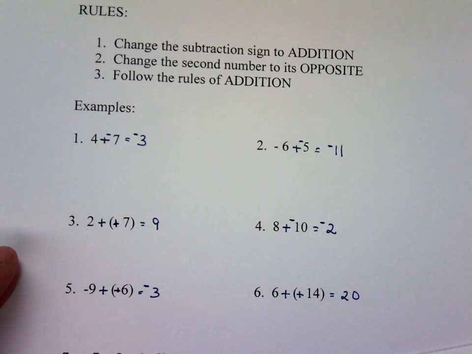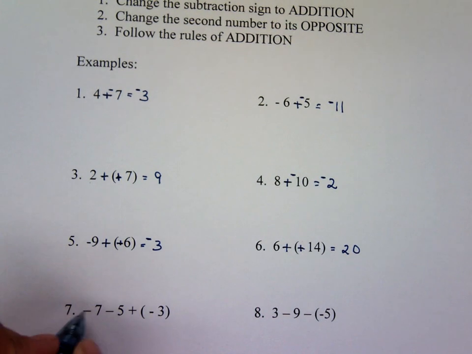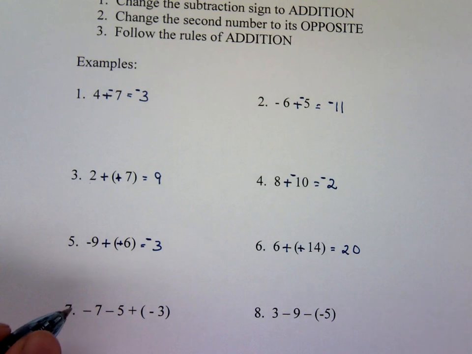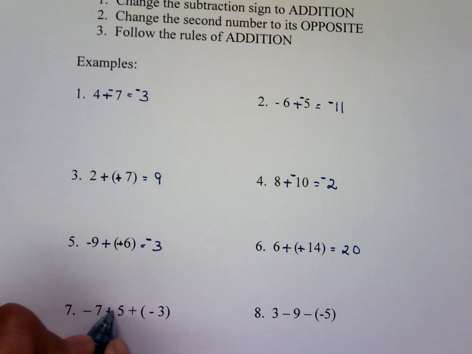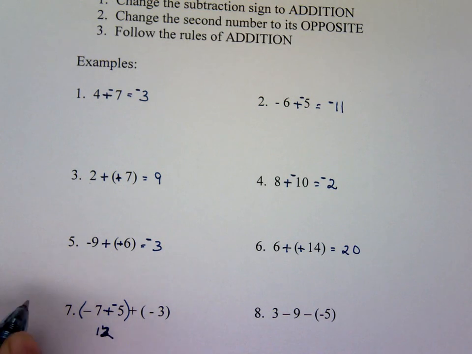Let's look at problems 7 and 8. They're a little bit different, but just one more thing. So you have negative 7 minus 5 plus negative 3. Change your subtraction sign to addition. This 5 becomes a negative 5. Now everything here is addition. So now you're going to work with these two: negative 7 plus negative 5. Since they're both the same, you're going to add. So this would be 12, and since they're both negative, the 12 becomes a negative.